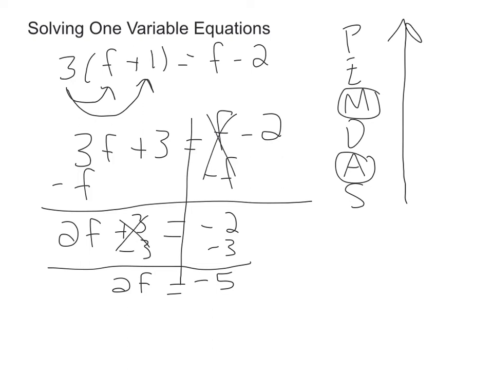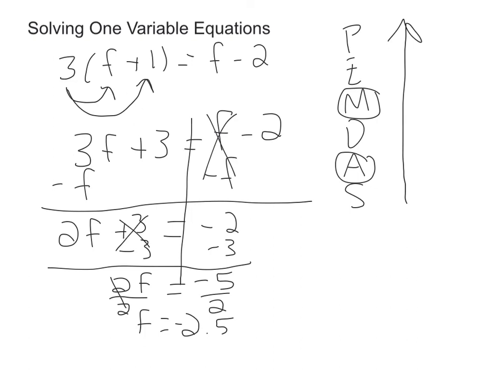I've only got one more thing left to do, and like we said, that 2 is being multiplied by the f, so to get rid of it, I need to divide, and when I divide by 2, I'm just going to have an f over here, which is exactly what I want. And I have -5/2, and you can leave your answer as a fraction if you would like, or you can change it to a decimal, which would be -2.5.